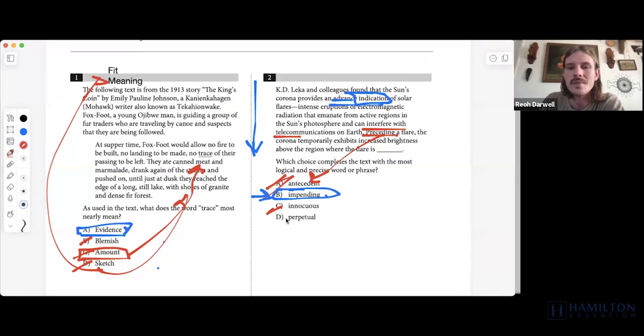And finally, perpetual doesn't really fit. Perpetual would mean that it is always going. And as we can see logically, this is something that happens at a certain point. It isn't happening when we see if it can be preceded, so it isn't perpetual ultimately. So perpetual is illogical here. Antecedent is pretty tricky to get rid of, but it's clear that impending is our best choice.